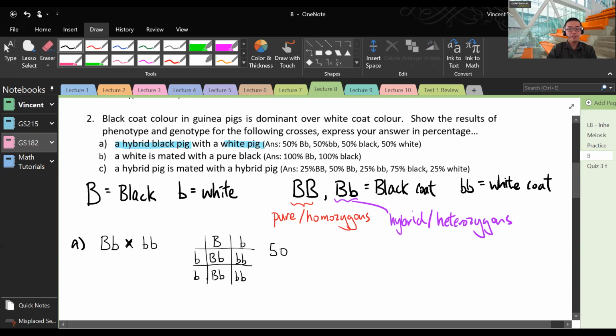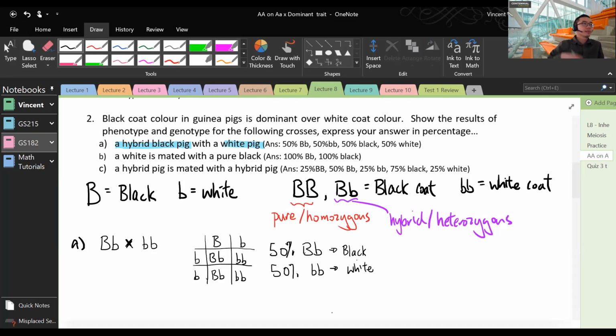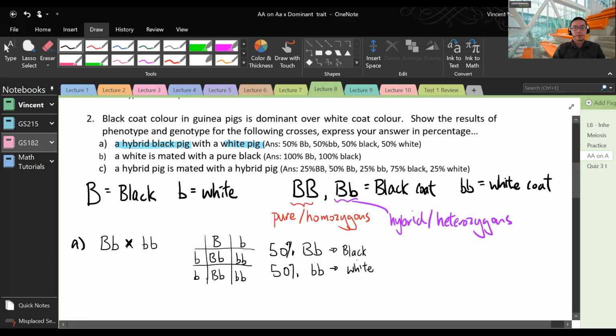Okay, so there's a 50% chance that the babies are going to be big B, small b, in which case it will be black. And then 50% chance it's going to be small b, which is going to be white. Any questions? Okay.